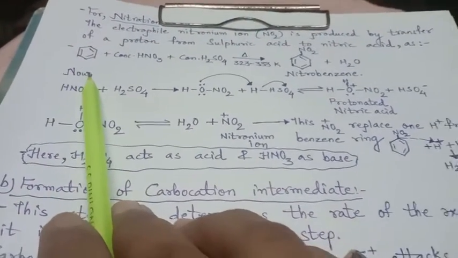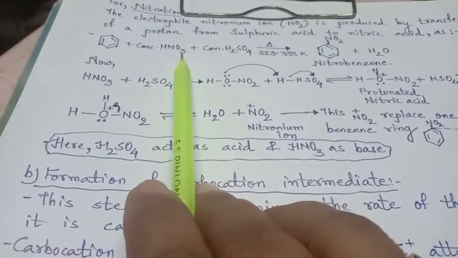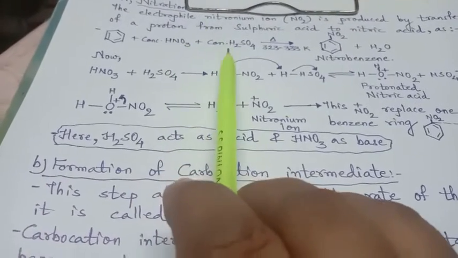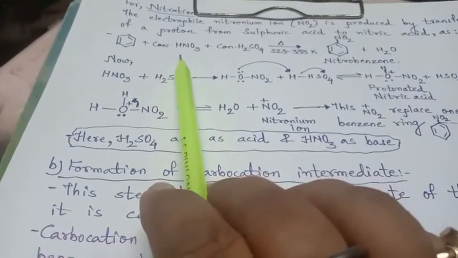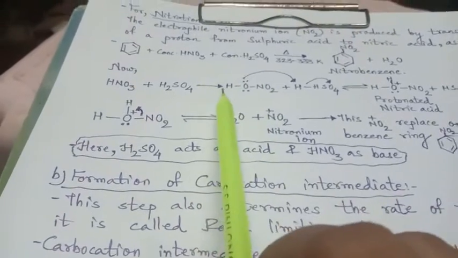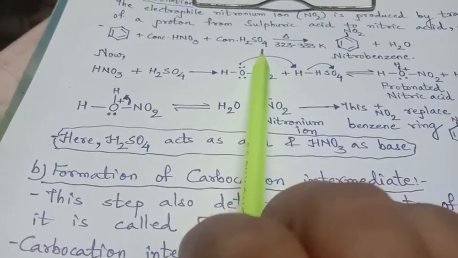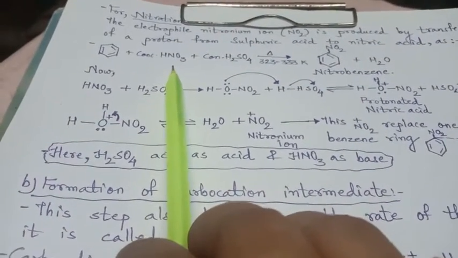You see, benzene reacts with concentrated HNO3. The specialized reagent used is concentrated H2SO4. HNO3 is an acid, H2SO4 is an acid, and for us it is an acid. But here H2SO4 is reacting as an acid and HNO3 is reacting as a base. Let us see the mechanism.